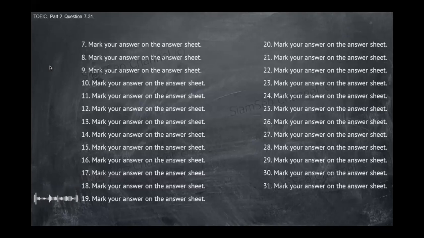Number 19. How can I help out? A, I was inside the room. B, It was helpful. C, You could wash the dishes.